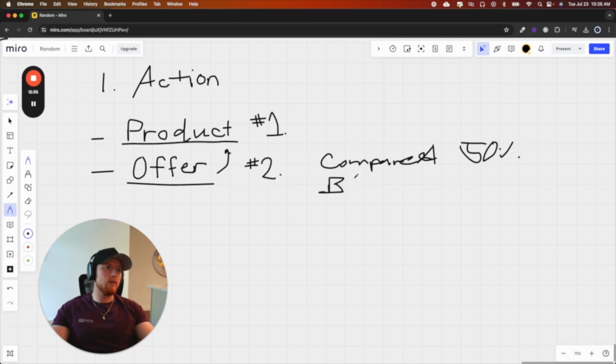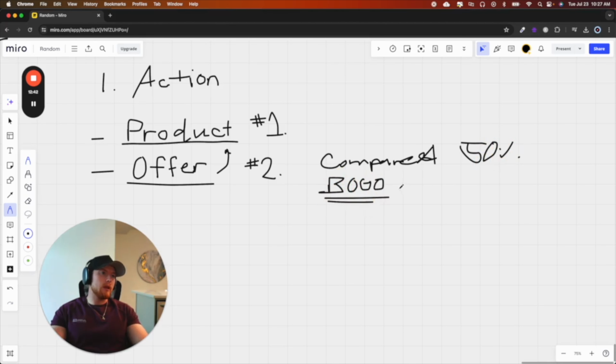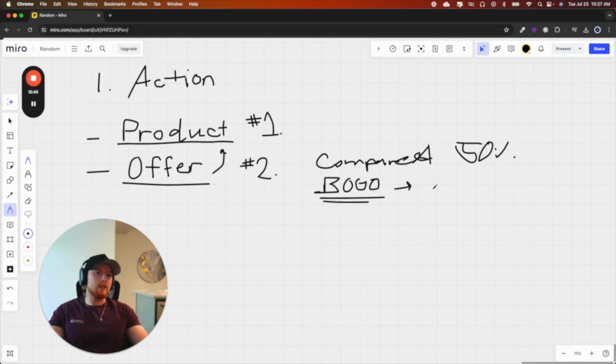You can run offers like buy one, get one. So you've got your buy one, get ones, right? So this could be like buy one, get one free, or buy two, get one free, so on and so forth. So buy two, get one free, just for example.